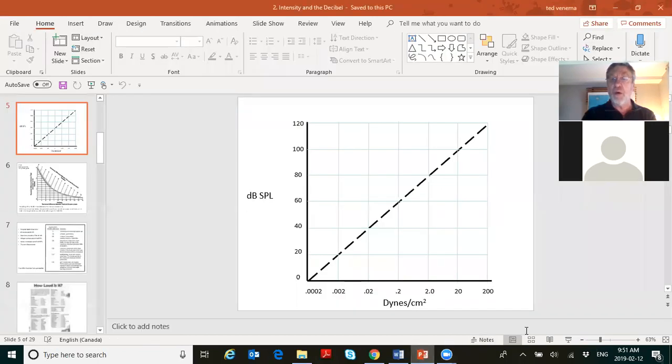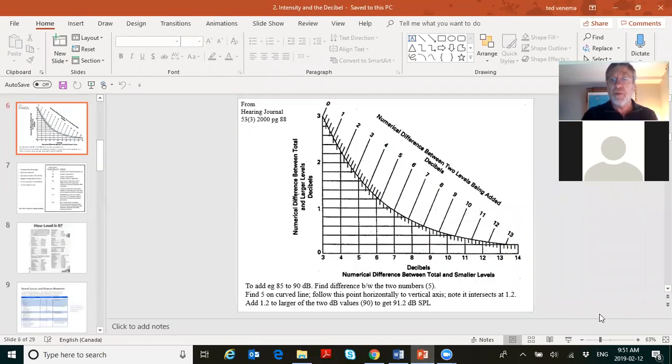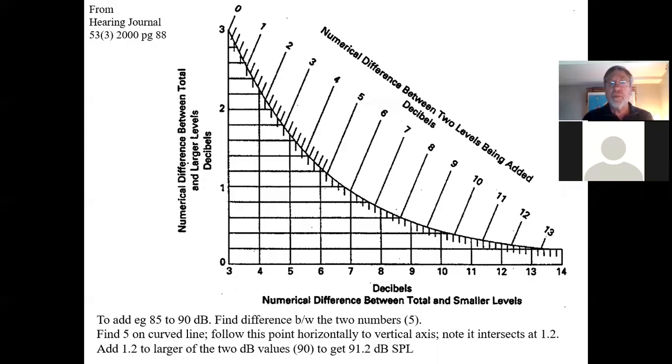So I'll show you a PowerPoint slide that deals with that, just to give you an idea. Okay, and then we'll move on from there. We'll leave that one behind. So here you go. That's this slide right here. Look at it. I'll pull it up carefully here. There you go. To add, for example, now, 85 to 90. Now, they're not 10 dB different. They're only 5 dB different. Find the difference between the two numbers. In this case, it's 5.